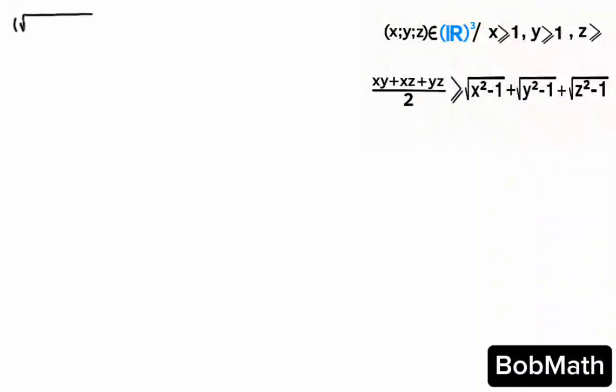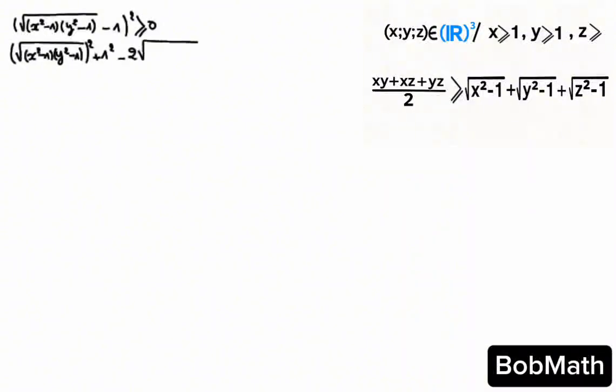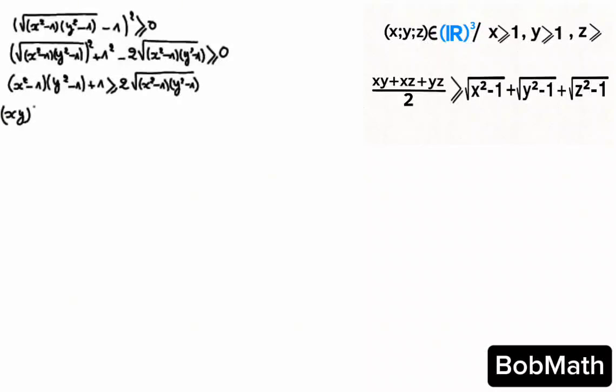We know that (the square root of (x² minus 1)(y² minus 1), minus 1) all squared is greater than or equal to 0. So (the square root of (x² minus 1)(y² minus 1)) squared plus 1 squared minus 2 times the square root of (x² minus 1)(y² minus 1) is greater than or equal to 0. Therefore, (x² minus 1)(y² minus 1) plus 1 is greater than or equal to 2 times the square root of (x² minus 1)(y² minus 1), and therefore (xy)² minus x² minus y² plus 1 is greater than or equal to the square root of (x² minus 1)(y² minus 1).